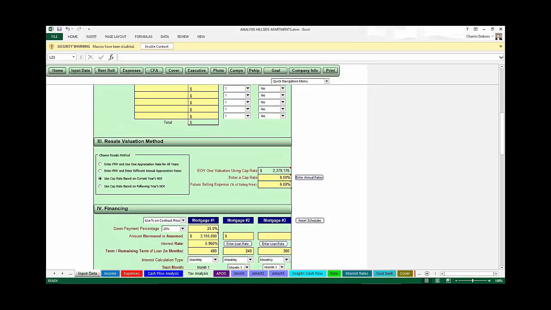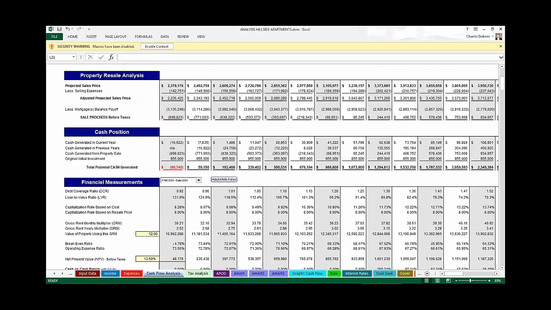This should be an 8. 2.3. Cash flow analysis. Look, our debt coverage ratio is still the same. Why is our debt coverage ratio still the same? Because the amount of the mortgage does not change when we change the purchase price. It's an assumption. So that 3155 is hard-coded in there.